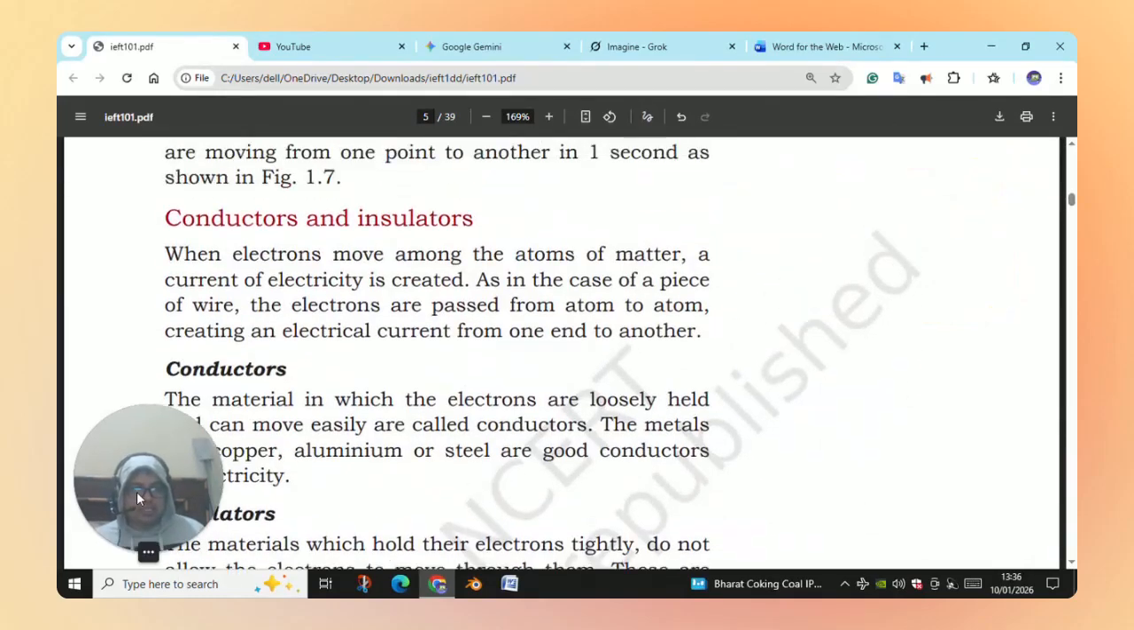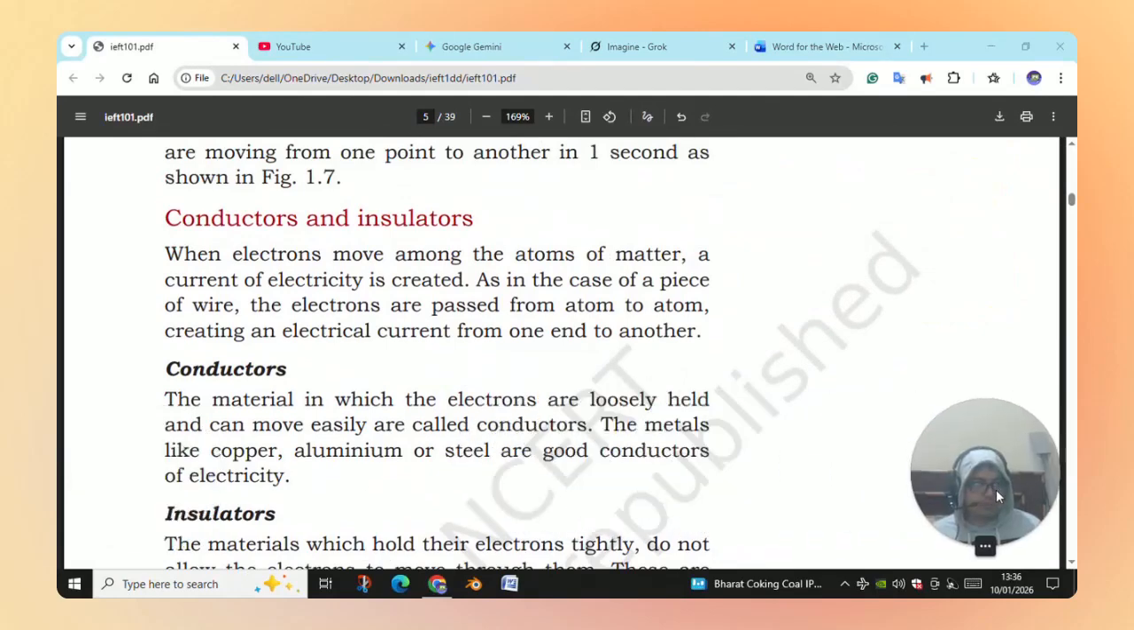Conductors and insulators. When electrons move among the atoms of matter, a current electricity is created. As in the case of a piece of wire, the electrons are passed from atom to atom, creating an electric current from one end to another.